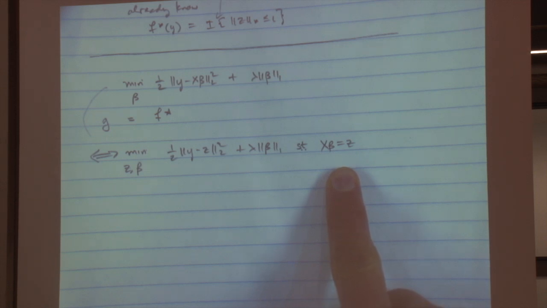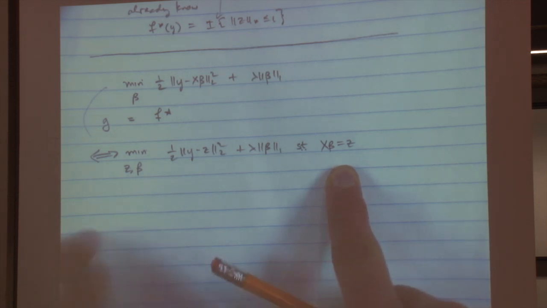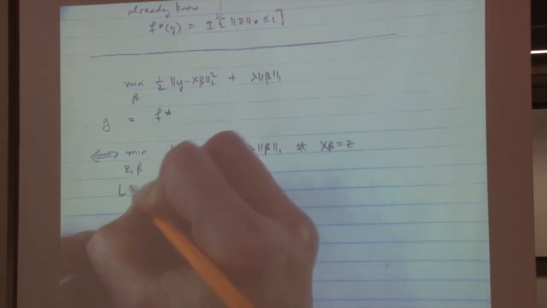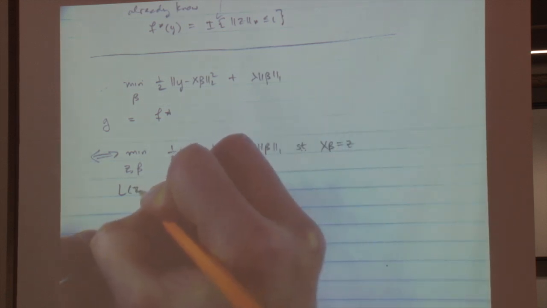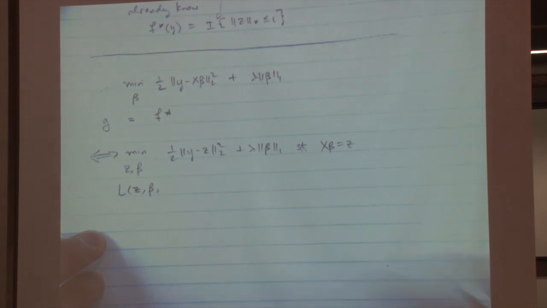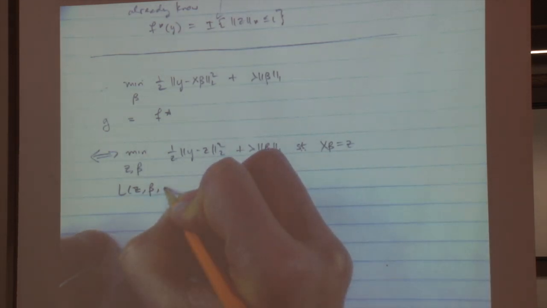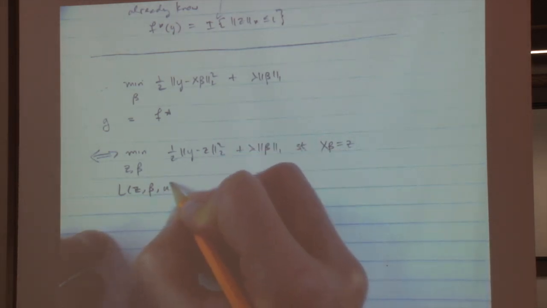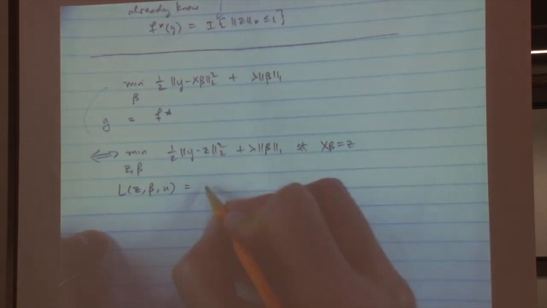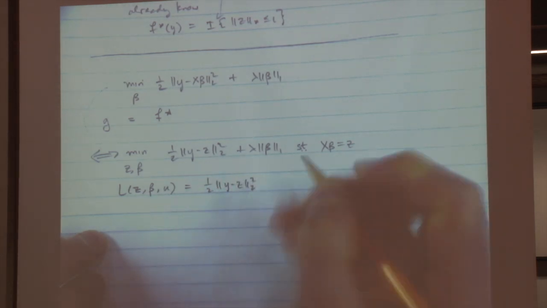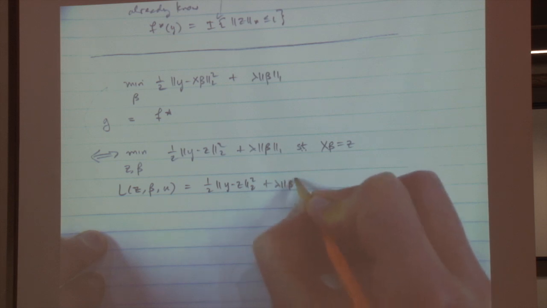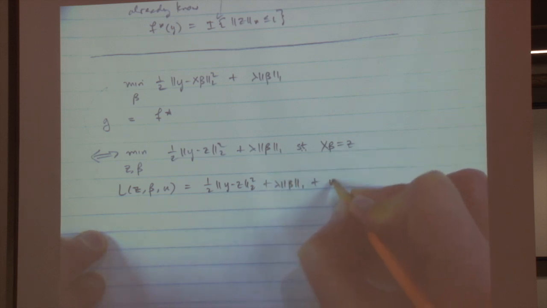So I've introduced this constraint now. Now the Lagrangian is what? The Lagrangian is a function of our primal variables, which in this case are z and beta, and a dual variable, which I guess I'll write as v. I guess I called it u on the slides. It's just the criterion plus u transpose times z minus x beta.